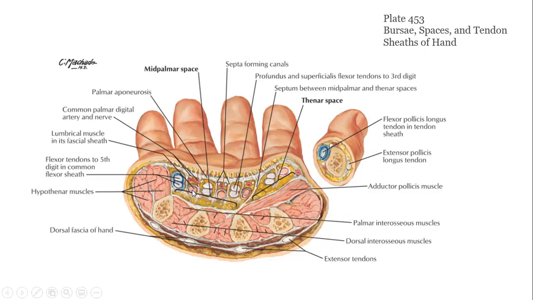So you can see here, I believe these are your lumbricals that it has labeled. Yeah, lumbrical muscle and its fascial sheath. So you can see here the lumbricals as they originate, and then further up, or more distally, I should say, they would insert.